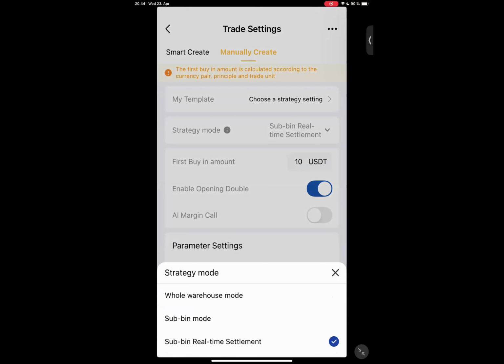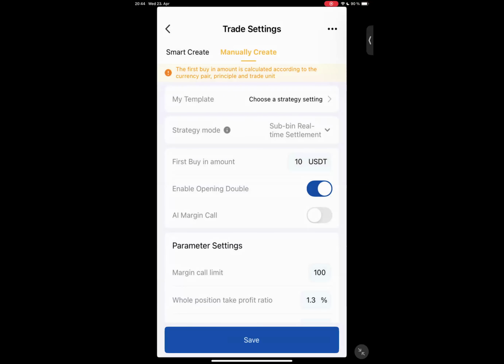So the strategy mode, you can get it on the trading page. At the same time, you can get it under the trade settings. Okay, so you can change it here, or you go to the other page, then you can change it before it's too late for you.